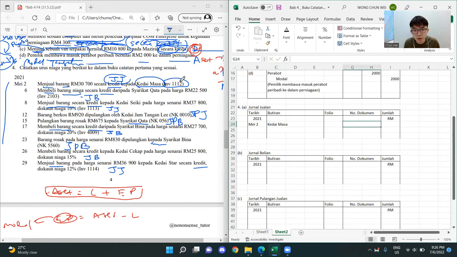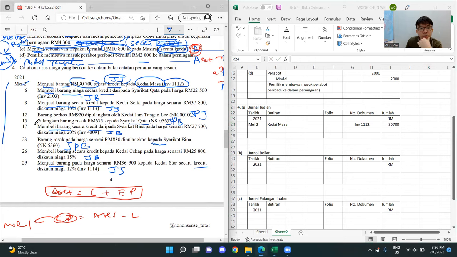Nombor dokumen. Invoice, INV 1112. And how much? It is 30,700. So you put the jumlah, 30,700. Okay, so very simple. May 2nd done. Now we go to May 6th.